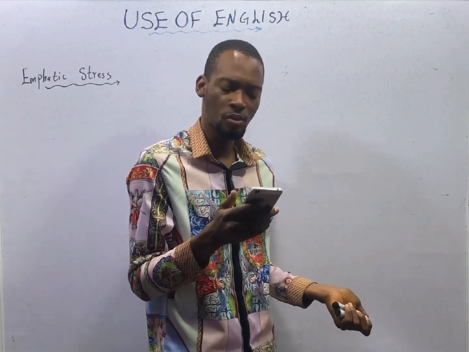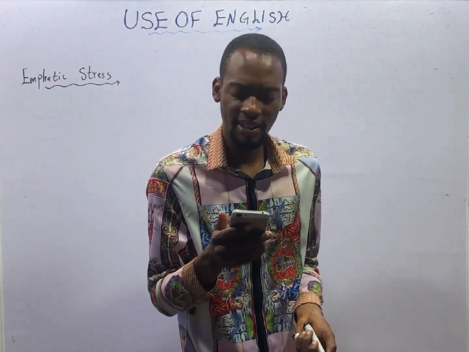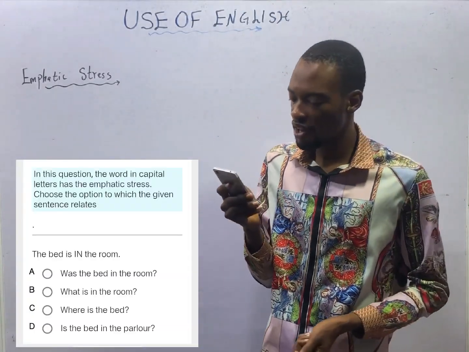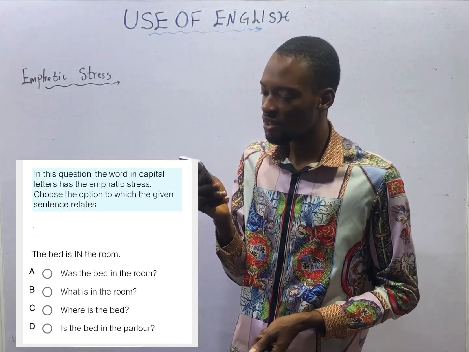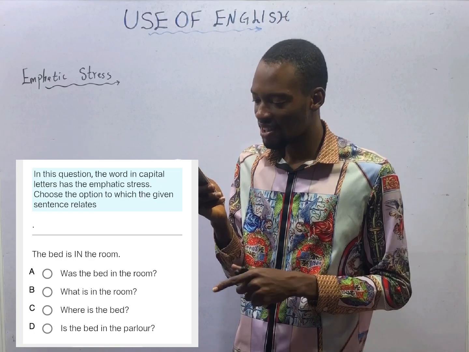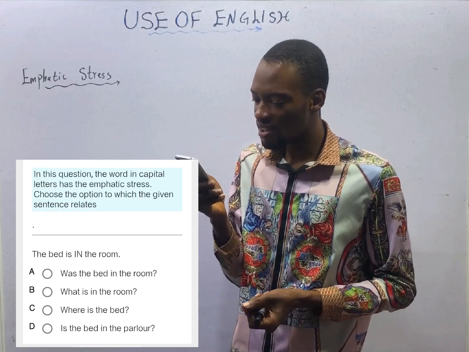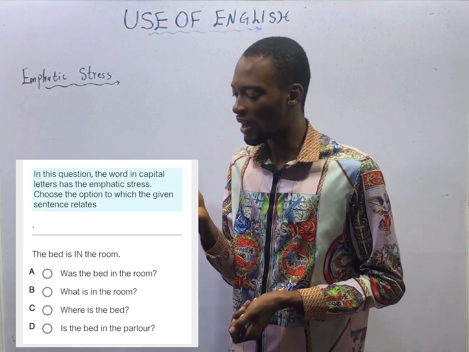The bed is in the room. In. The bed is in the room. A. Was the bed in the room? B. Was what is in the room? C. What is the bed in the parlor?